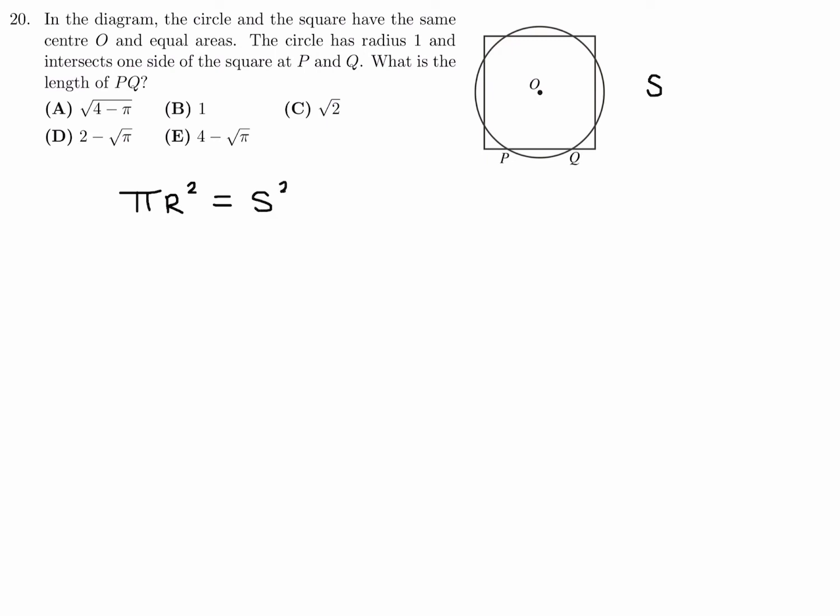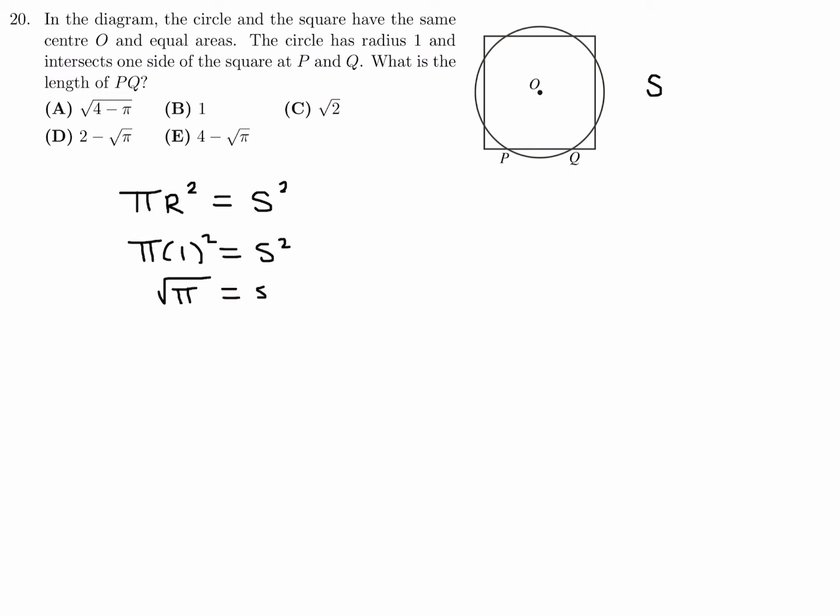Now, they tell me that the radius is 1. So I can just substitute 1. And therefore, s will be root pi. Okay? So that's the first part of the question.